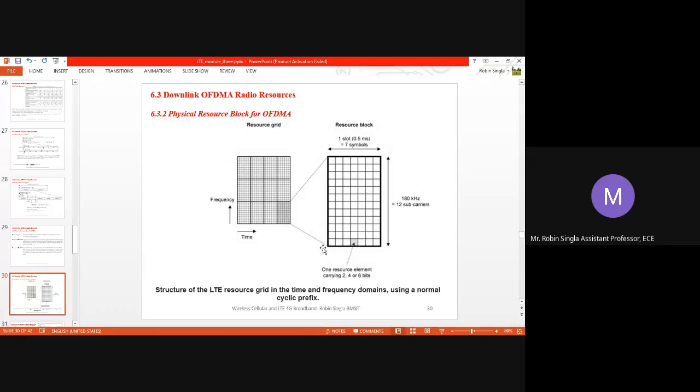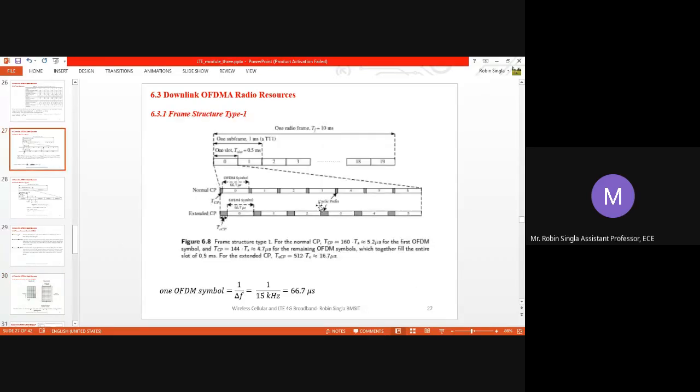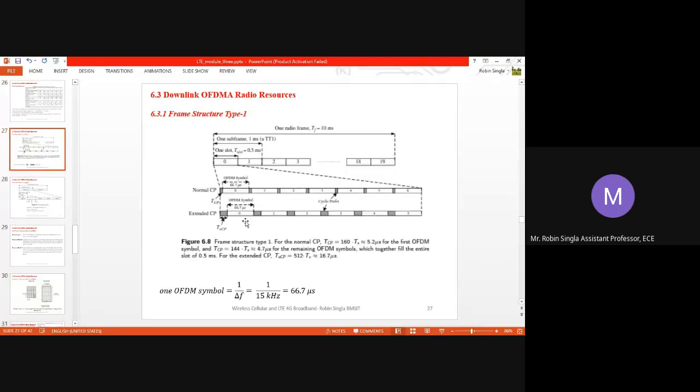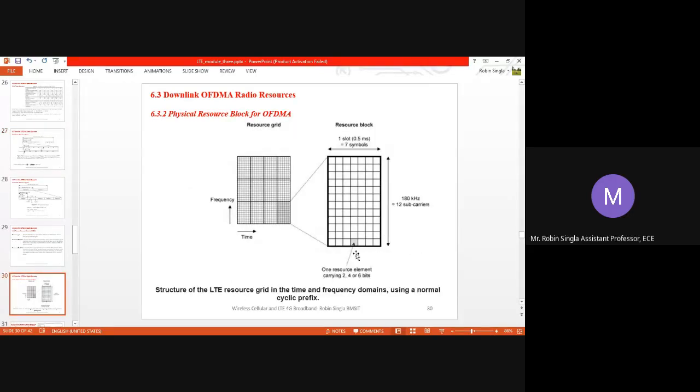time domain, whether it is a normal cyclic prefix or an extended cyclic prefix. If it is a normal cyclic prefix, we have 7 OFDM symbols. So for normal cyclic prefix, there are 7 resource elements on the horizontal axis, and for extended cyclic prefix we have 6 OFDM symbols in one time slot. So instead of 7 in the time domain, we'll have 6 boxes, 6 resource elements.